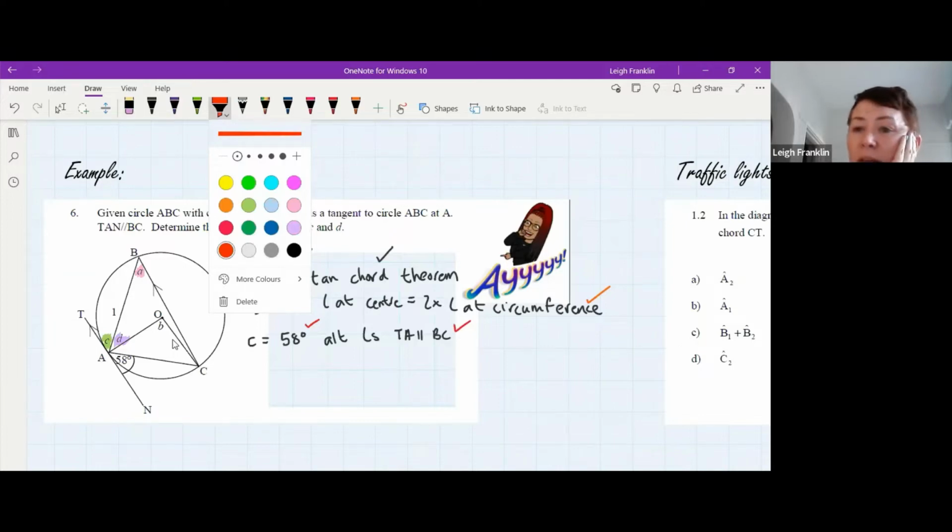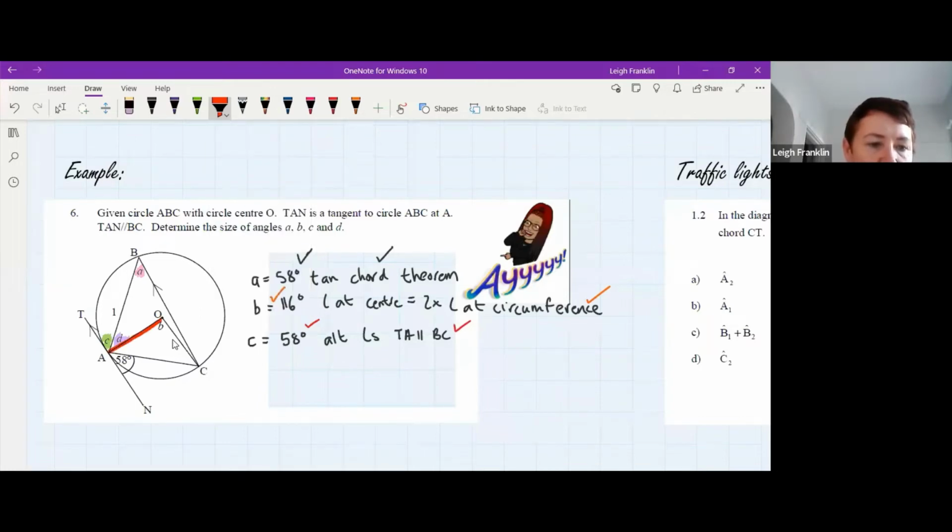Ma'am, isn't it that OA is perpendicular to TN, making DC as a whole a right angle? Right angle. Indeed. Yes, absolutely. So this entire thing here is a right angle. Good. Keep going. So tell me what to write. Ma'am, D equals 90 minus 58. Perfect. And your reason? I'm not sure how to phrase the reason. That's fine. Radius perpendicular to tangent. Okay, perfect. Well done.